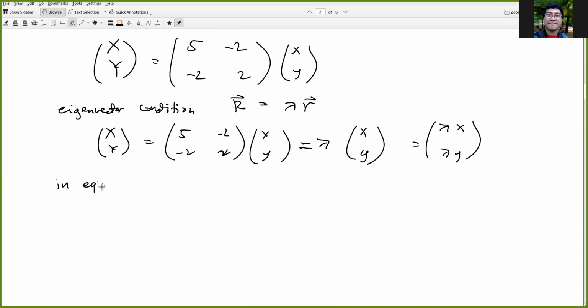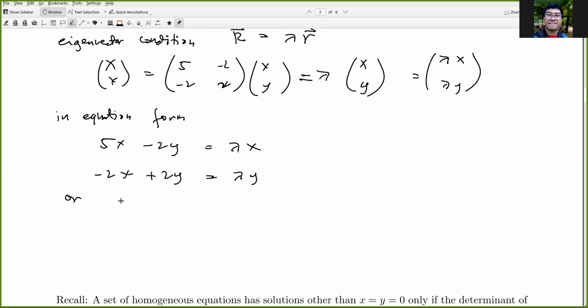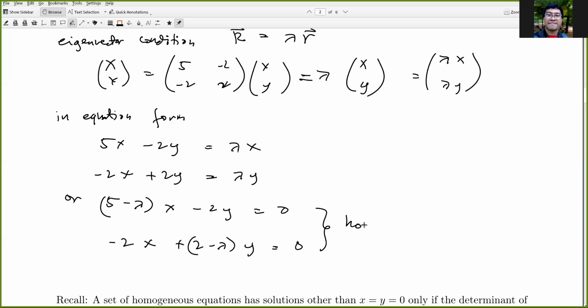In equation form, we have 5x - 2y equals lambda x, and -2x + 2y equals lambda y. Or we transfer lambda to the other side: (5 - lambda)x - 2y equals 0, and -2x + (2 - lambda)y equals 0. This is a set of homogeneous equations.